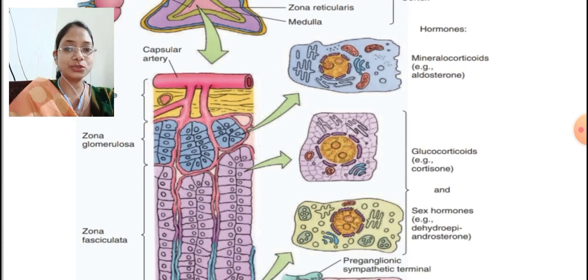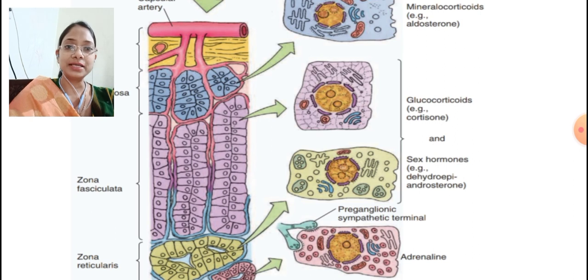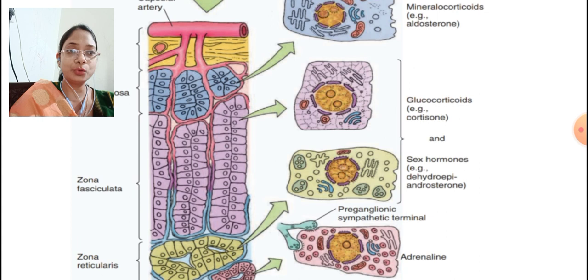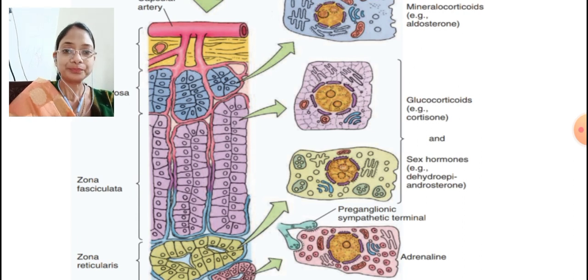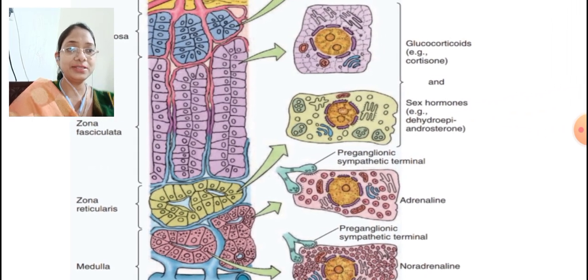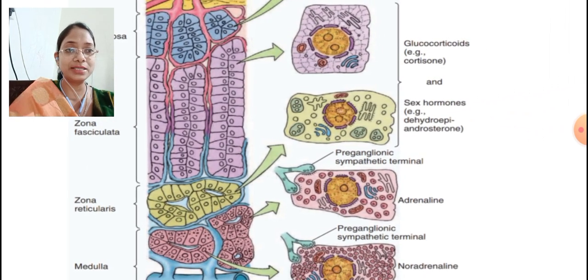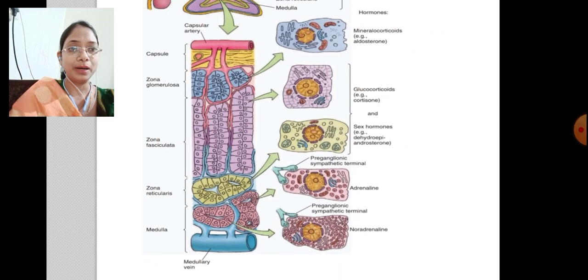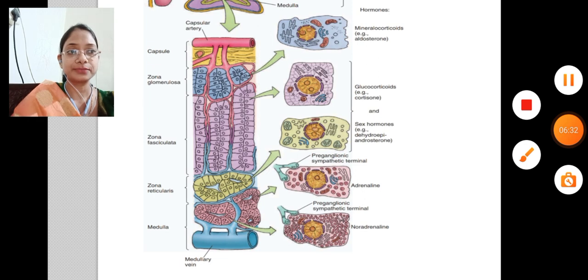Then next is the zona fasciculata. So the cells are arranged in column-like structures, and they secrete the glucocorticoids or cortisones, and overall this hormone will maintain the entire metabolism of the carbohydrates, fats and proteins in the body. Then the zona reticularis. These are the specialized cells which will secrete the sex hormones that are called androgens. So this is all about the three zones of the cortex.